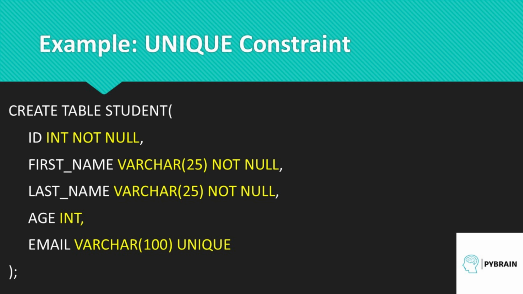Let's take a look at an example where we use unique. In this example, email is unique across all records. No two students can have the same email address. Let's say we try to insert a student with a duplicate email. SQL won't allow it because of the unique constraint. It prevents any repeated entries in that column. However, if the email is unique, the record will insert successfully, thanks to unique. And now you know how unique works. It keeps your data clean and ensures no duplicates in important columns like email or usernames.